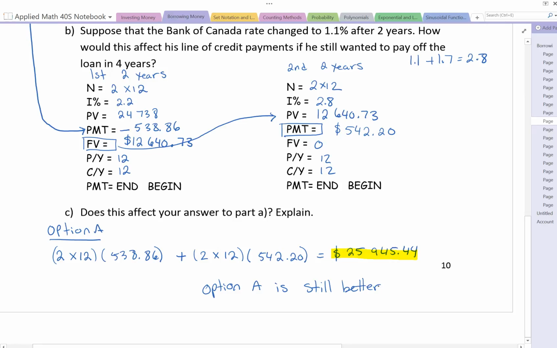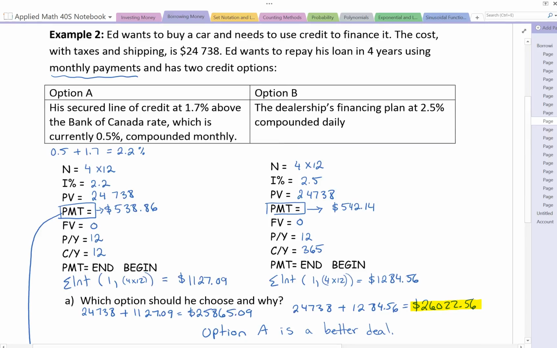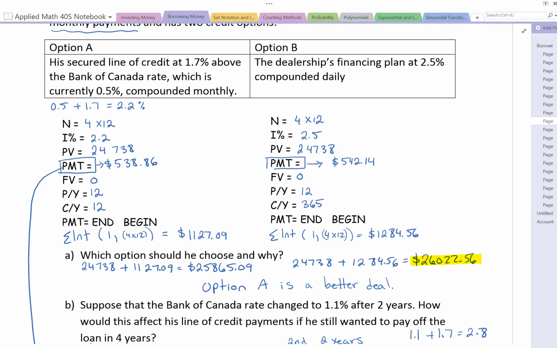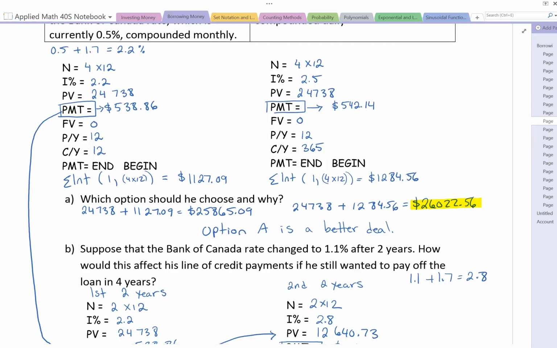Alright, well that's it for example 2. You can see, just going back to review, comparing the line of credit with the financing plan from the dealership, it's really worth it to have a look at that. This compounded monthly, compounded daily seemed to have influenced. Our rates were fairly close, but it was still lower for option A. So option A was the better deal.